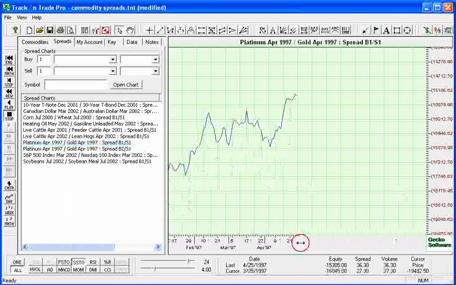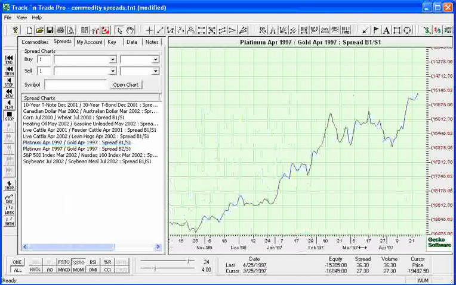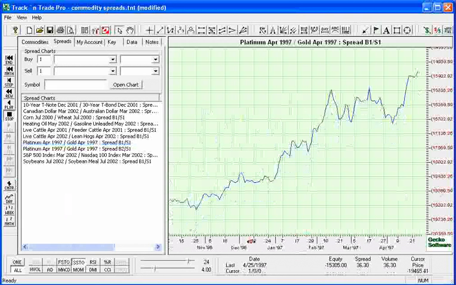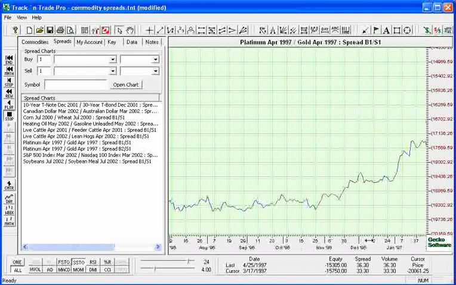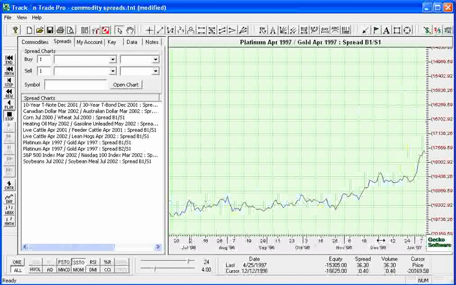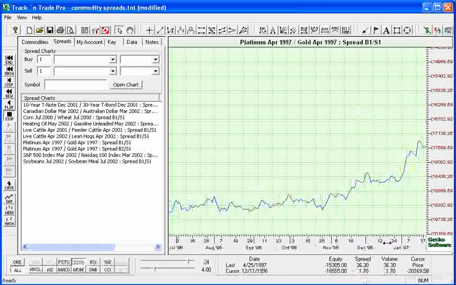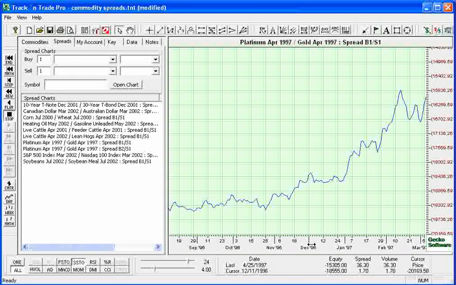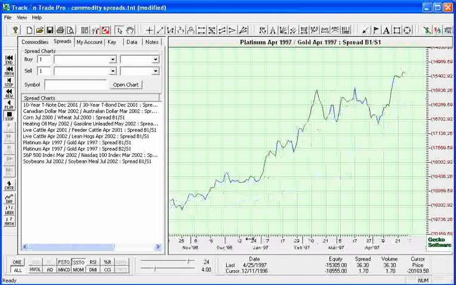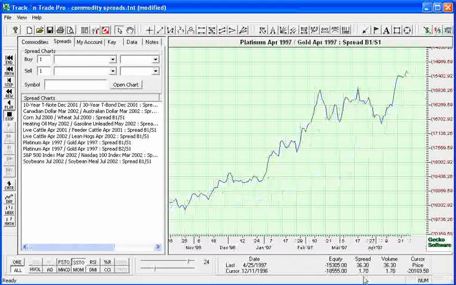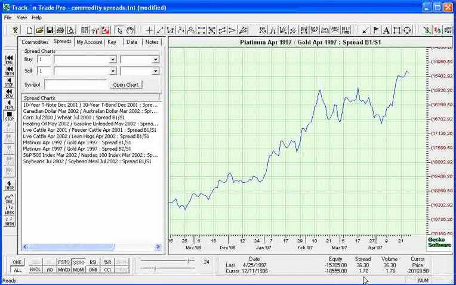As we're looking at it on a one-to-one basis, you'll notice down in the bottom part of the chart, where we see the last and where our cursor is and the date, that spread. That's just the straight difference, not the equity difference. That's a point difference, saying that platinum is trading $1.70 per troy ounce over the price of gold, at 36.30.